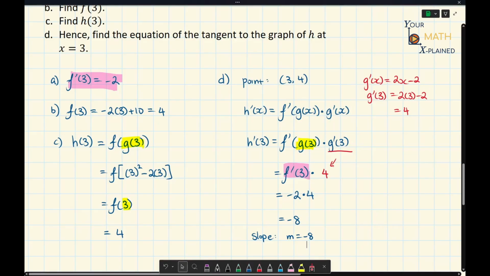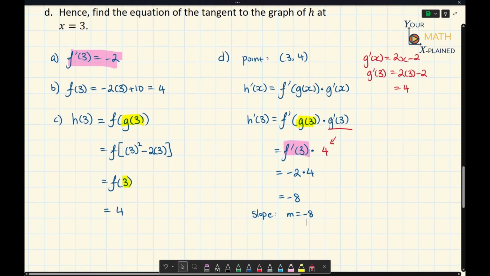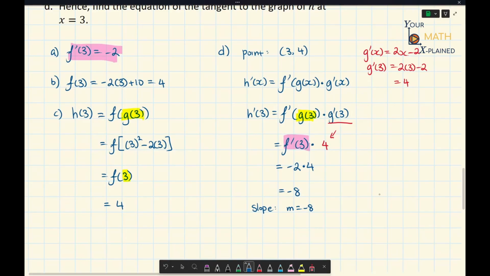And now we're ready to go ahead and write down the equation of the tangent line to the graph of h at x is equal to 3. Using our point slope form, we get y minus 4 is equal to negative 8 times x minus 3. And this is the equation of our tangent line.